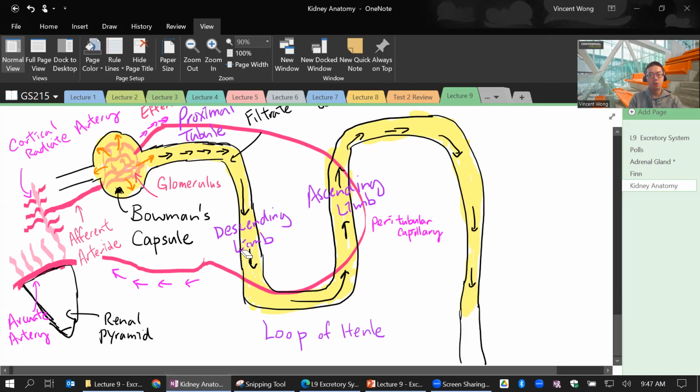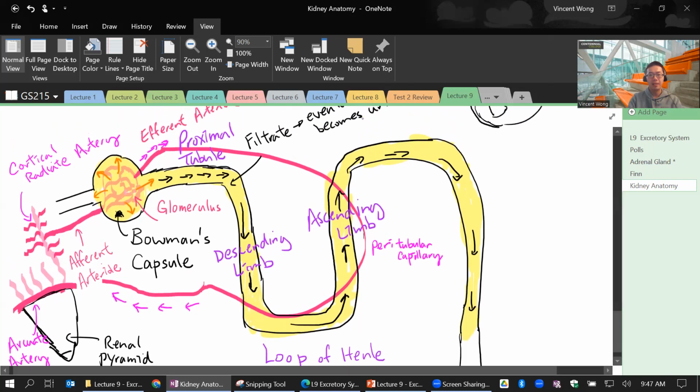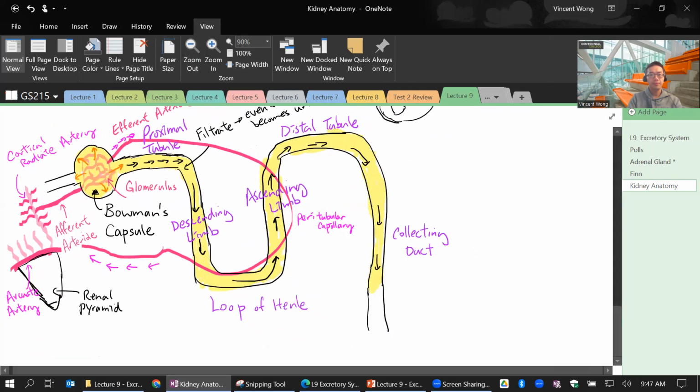Okay, so proximal tubule, descending limb, ascending limb, and then we have the distal tubule. Opposite of proximal is distal. And then we have the collecting duct. Okay, so that's the nephron. I guess I should put Bowman's capsule in purple as well, because that's part of the nephron too, right? Capsule.